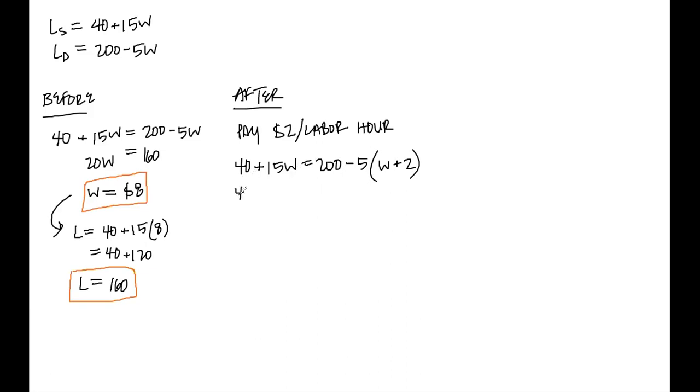So keeping this side the same, 40 plus 15W, we have 200 minus 5W, then distributing the negative sign, minus 10W. Combining like terms, 200 minus 10 is 190. If we subtract 40 from both sides, we know that 190 minus 40 is 150. And then adding 5W to both sides, we can get 20W on the left. Dividing each side by 20, we get a wage of $7.50.